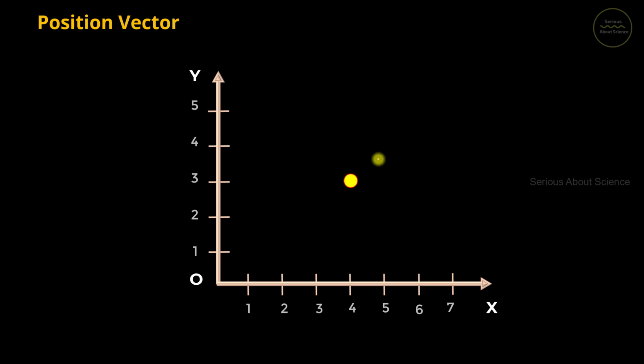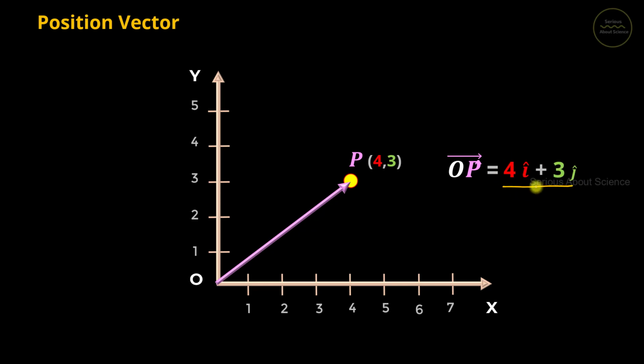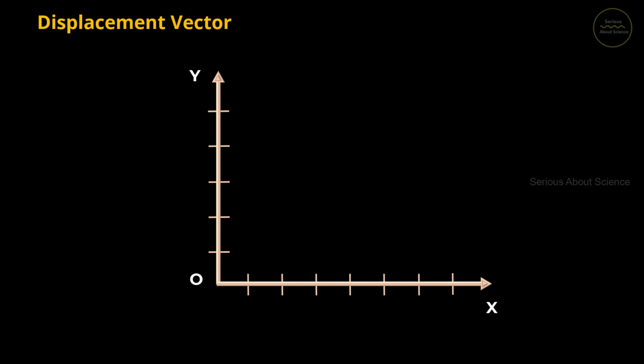Now next, consider the position of a particle at this point. And this point is given by (4, 3). It is 4 units along the x-axis and 3 units along the y-axis. And if I draw a vector joining the origin to this point P, we will get the position vector OP dash. And here vector OP dash is given by 4i plus 3j. So whenever we see any vectors given like this, we need to immediately imagine how it orients itself in a coordinate system. Next is displacement vector.